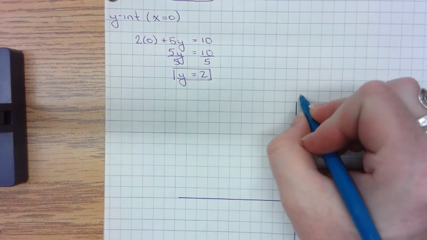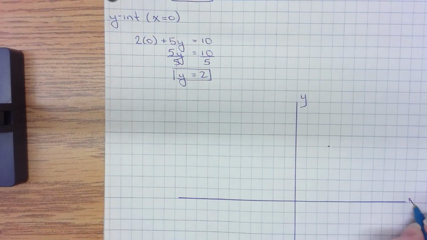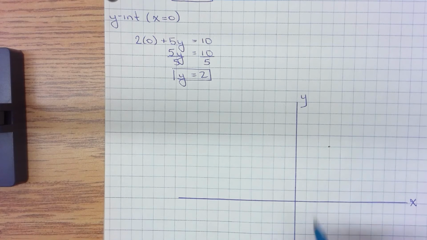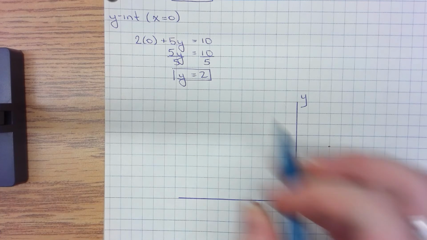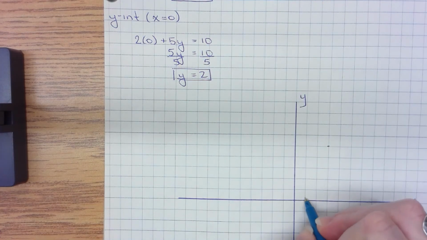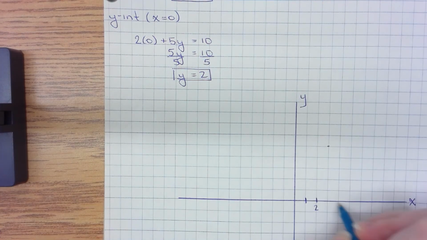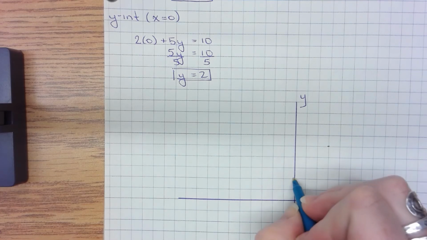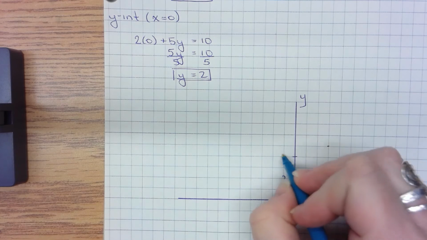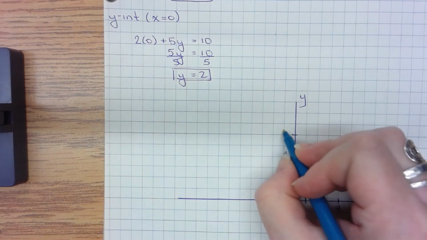So this is my y-axis. Remember to label your axes. This is my x-axis. And then I have to label my scale. Because it's 5 and 2, I'm just going to go up by 1. So 1, 2, 3, 4, 5, 6. And I'm going to do the same thing here: 1, 2, 3, 4, 5, 6.